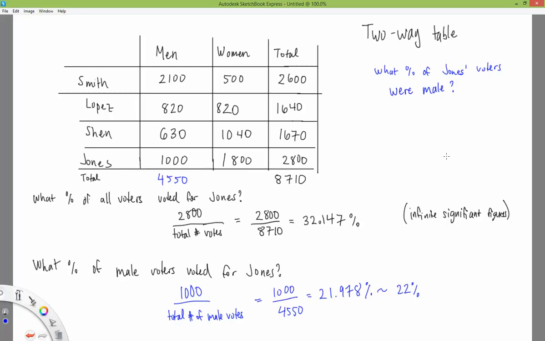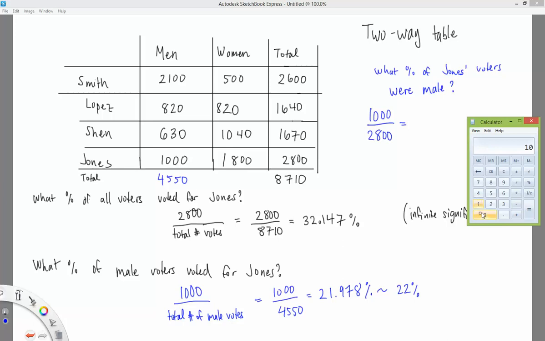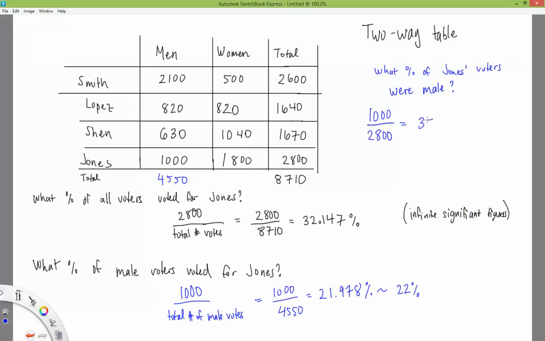And what would our answer here be? 1,000 divided by 2,800. So you get 0.3571, 35.71%. Okay.